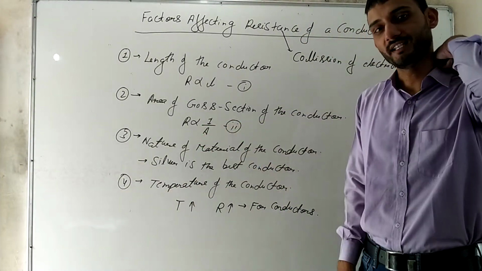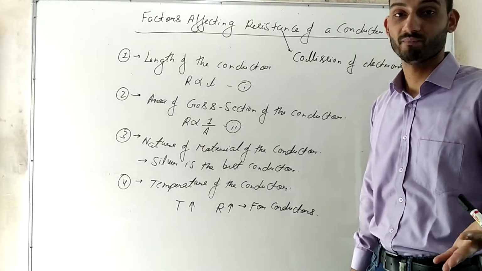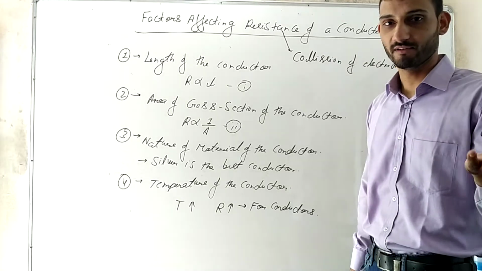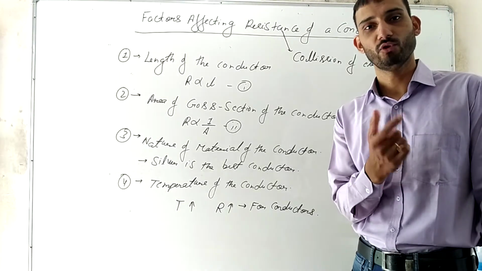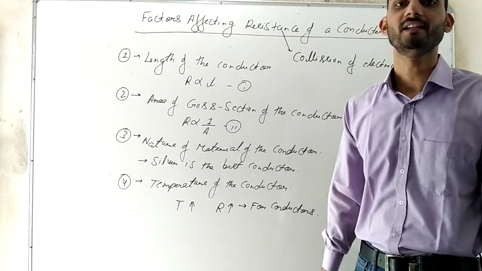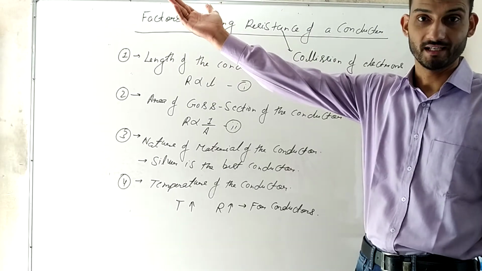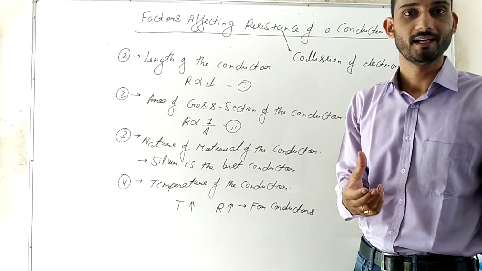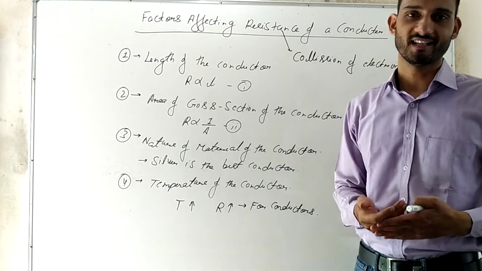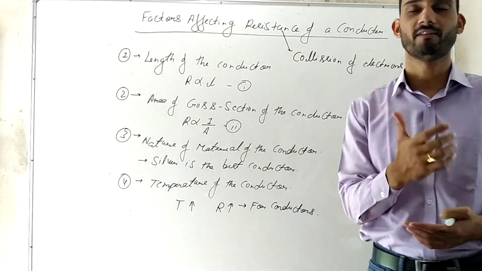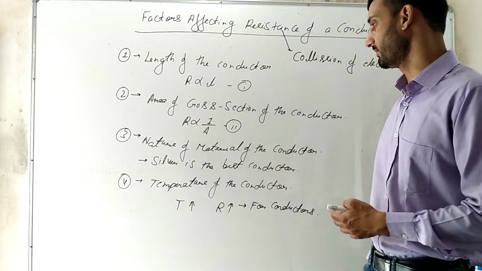So if I ask you a question, will a thick wire have more resistance or a thin wire, the answer will obviously be that a thin wire will have more resistance and a thick wire will have less resistance. That is why the transmission wires outside are thick, as they have to carry a large amount of current, and the wires used inside our houses are thin because they have to carry less current. So resistance is inversely proportional to area.